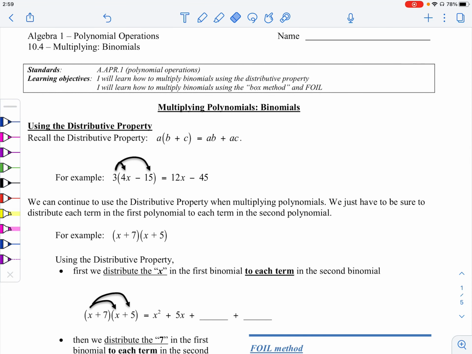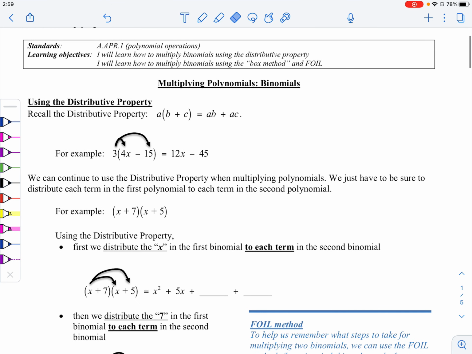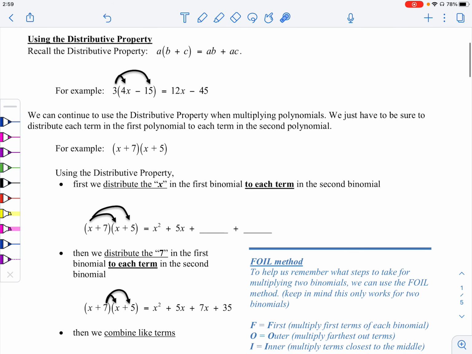Okay, welcome guys. 10.4. We're multiplying binomials. So we're continuing on what we did last time, which is multiplying monomials by polynomials, right? So this one we just distribute 3 again to 2. Like we showed it with 3 times 4x. Right? We show our work and then 3 times negative 15. So we write it out like that.